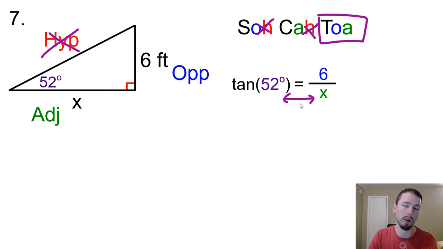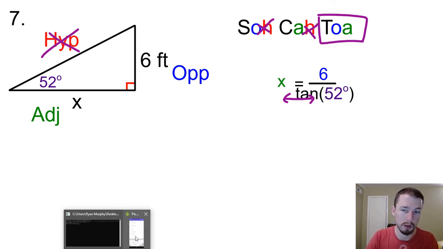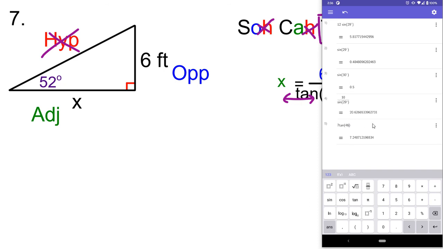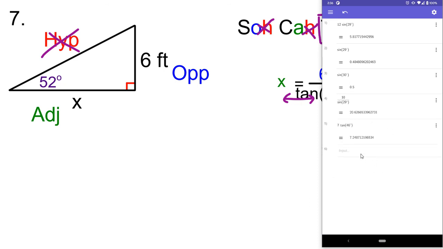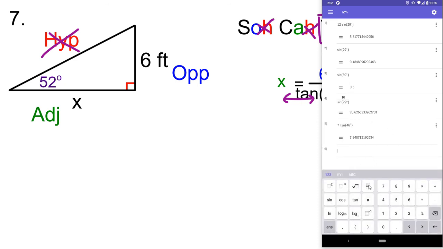You don't have to rewrite the whole equation, but do remember whenever you put it in the calculator, we're going to do 6 divided by tangent 52. So here we're going to have 6, make sure you do the fraction button again, 6 in the numerator. Denominator is going to be tangent of 52, which will give us 4.68, which will round to 4.7.